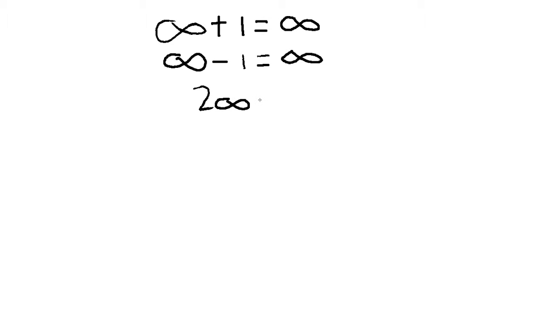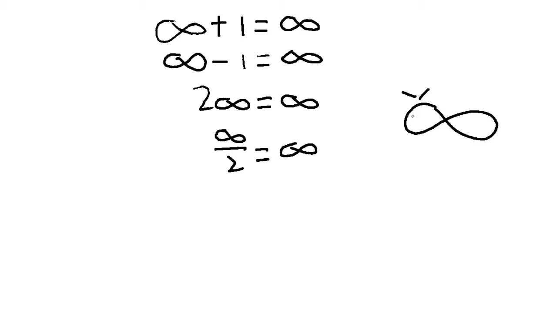Infinity has some weird properties. If you add anything to infinity, it's infinity. Subtract anything from infinity, and it's still infinity. Multiply anything by infinity, and guess what? You get infinity. Divide infinity by almost any number, and you'll get infinity. We'll get back to why that's the case later.